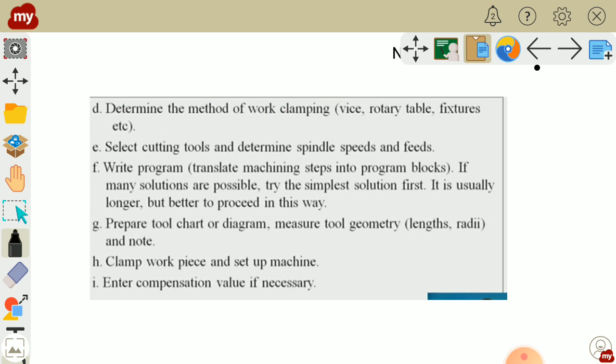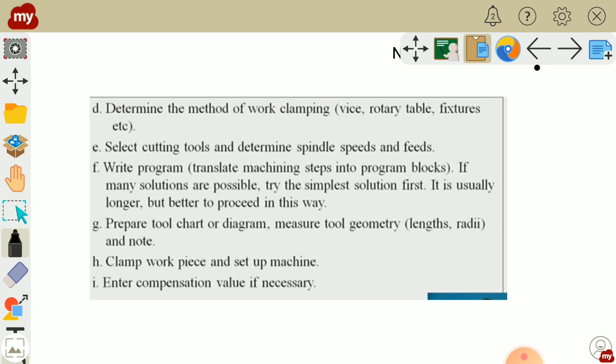In that, write program. The next procedure is to write the program. That means translate machining steps into program blocks. That means whatever machining operation is going to happen, we will give it in the program. If several solutions are possible, try the simplest solution first, and it is usually longer but better to proceed in this way.